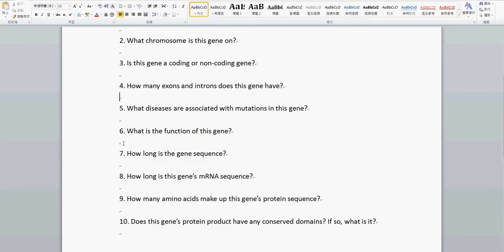Okay, the next 3 questions ask us about the length of DNA in this gene, the length of messenger RNA, and the length of amino acids. And finally it asks us if this gene has any conserved domains. If so, what is this conserved domain?